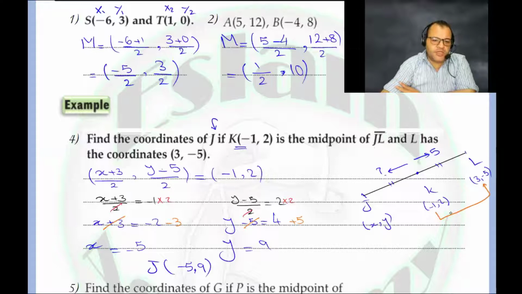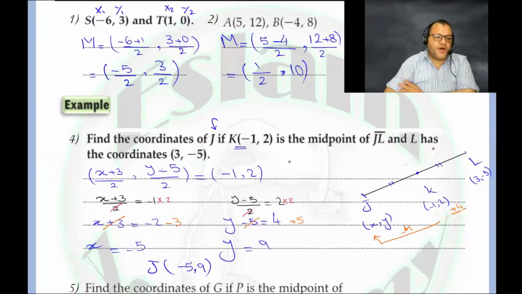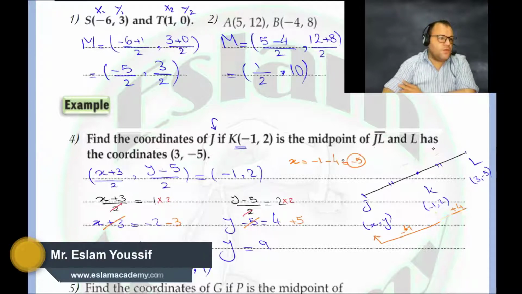How many units am I moving? I'm moving from negative 1 to 3. How many units? 4, by adding 4. So to move to the other side, I will subtract 4. To find the x now, it will be negative 1 minus 4, which equals negative 5. This one is easy.